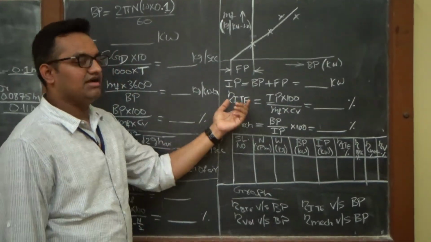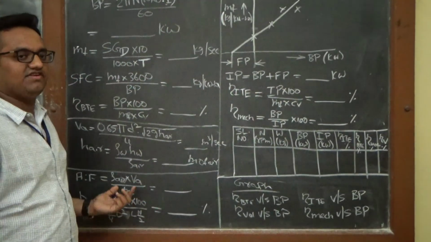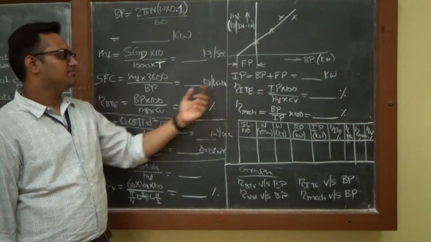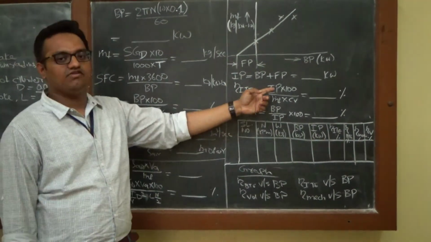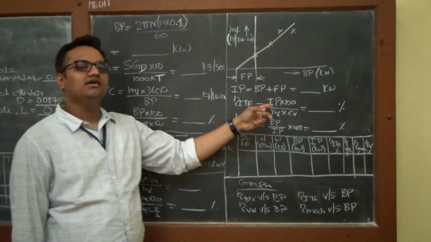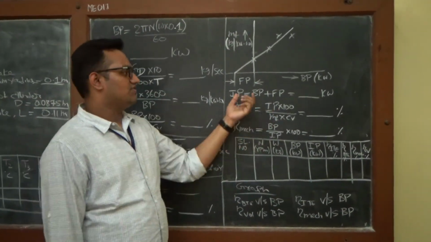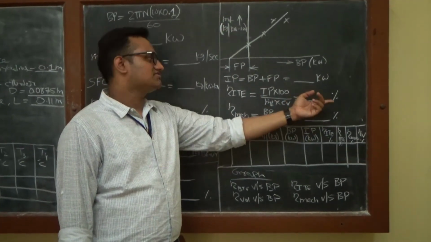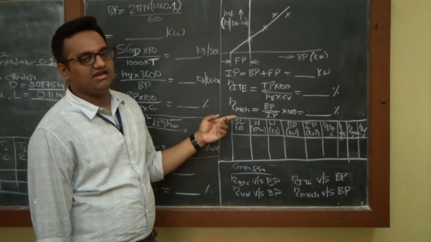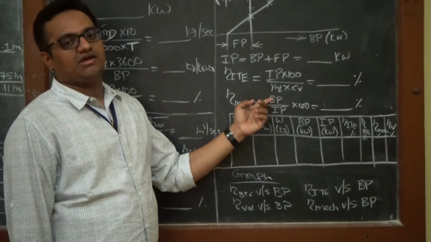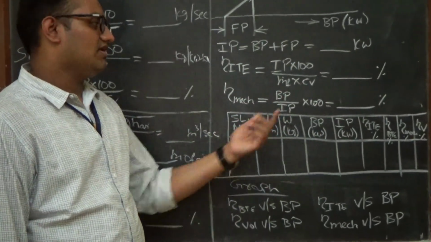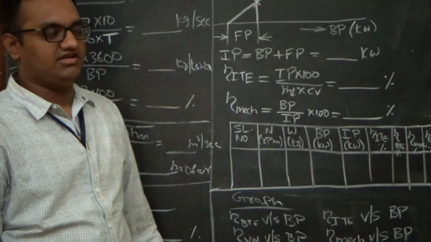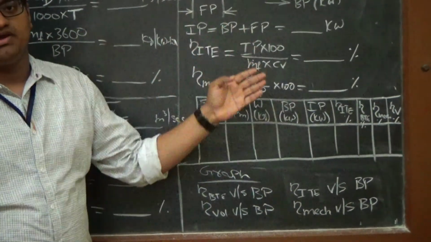Similar to the brake thermal efficiency, we have the indicated thermal efficiency, where BP is replaced by the indicated power, which we calculated in the earlier stage, in terms of percentage. And finally the mechanical efficiency is nothing but brake power versus indicated power, with the multiplication factor of 100 to get it in terms of percentage. So this is a typical calculation.